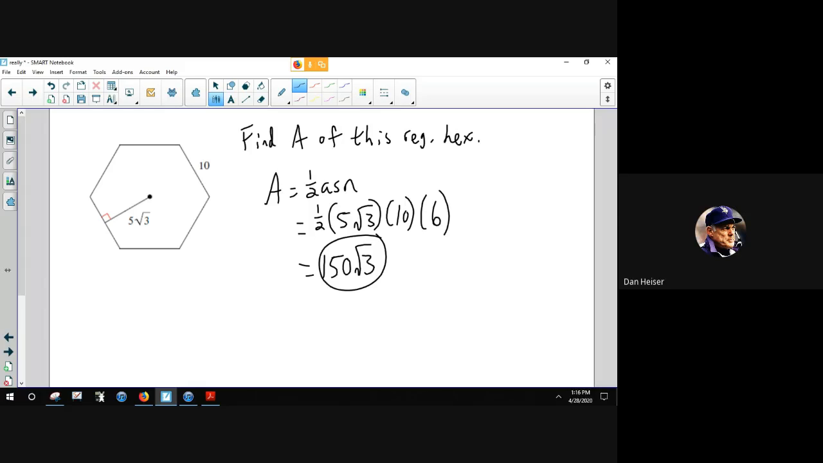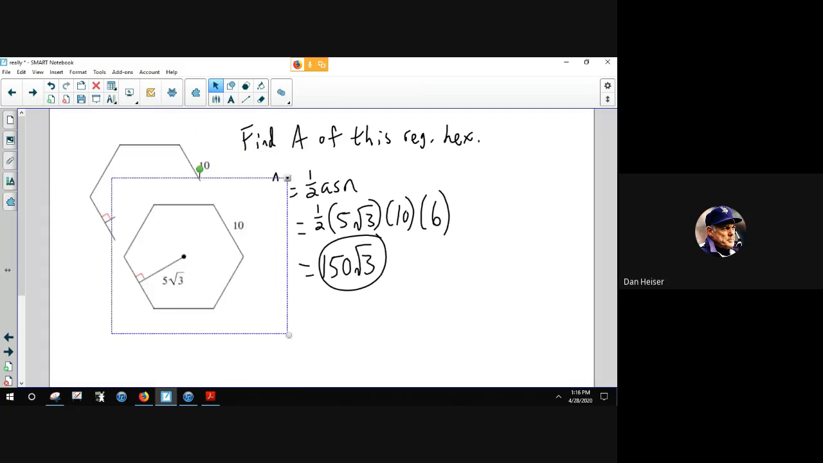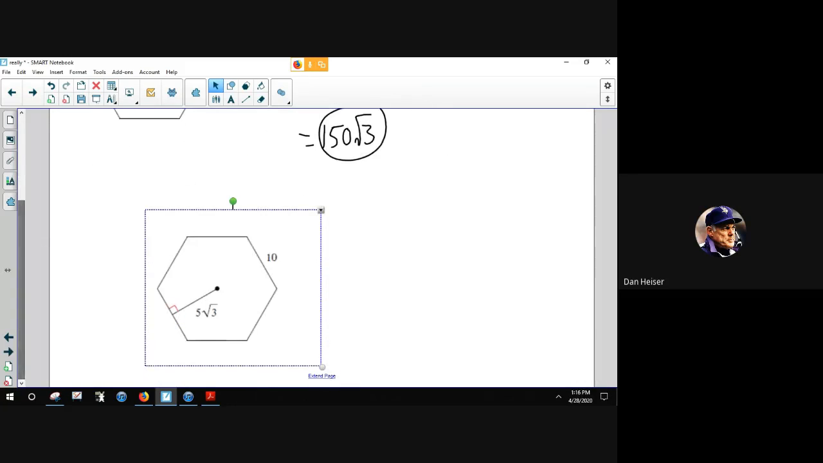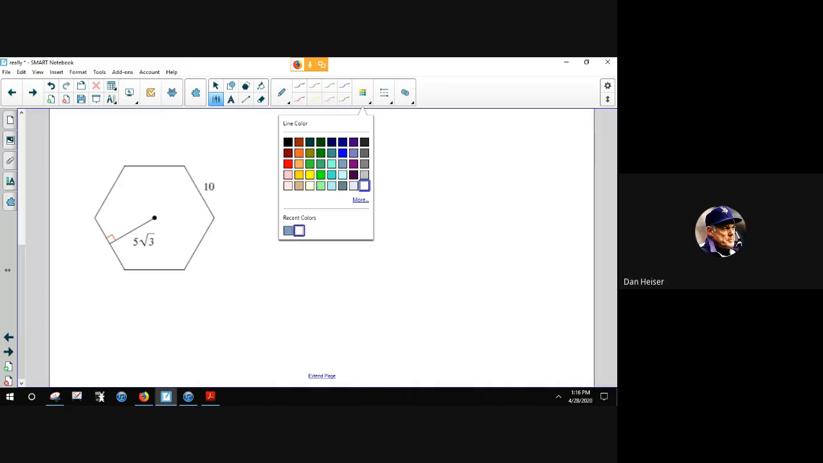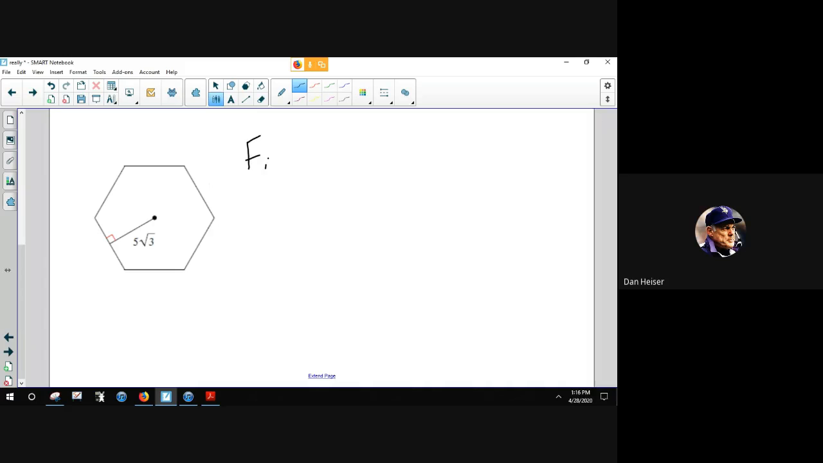I'm going to do this problem a second time to show you what would happen if we needed to apply some special rules. So I'm going to create a duplicate of this figure. Bring it down here. And I'm going to take something away. I'm going to pretend we did not know what that value is. So this is all we're given. Same problem. Find the area of the regular hexagon.